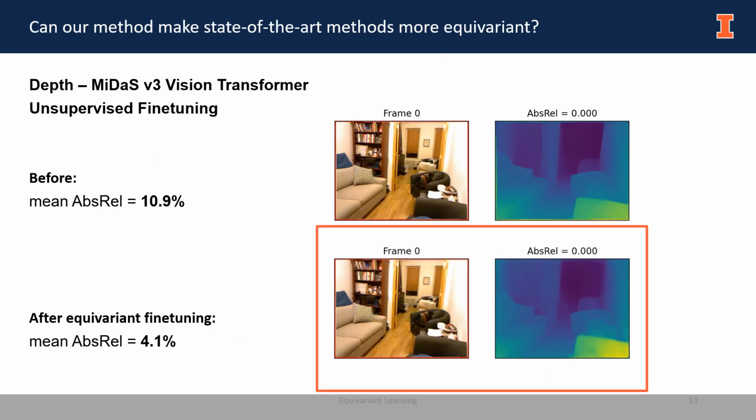Finally, we use our equivariant regularization loss in an unsupervised fine-tuning setting. So we take the MiDaS depth predictor and fine-tune it without using the ground truth labels on NYUv2. So this is the result. In the bottom, we can see that as I vary the crop, the after fine-tuning version actually has much more consistency across different crops.